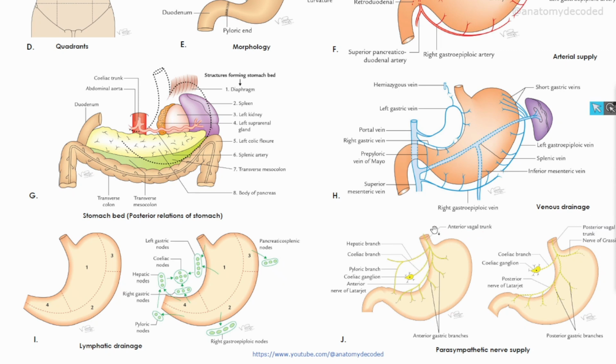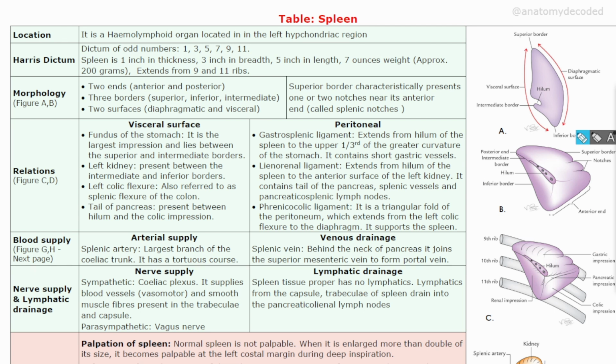So this was about the stomach. Let's move on to the next organ. Yes, this one is the spleen. So spleen, where is it located? It is a hemolymphoid organ located in the left hypochondriac region, on the left side.